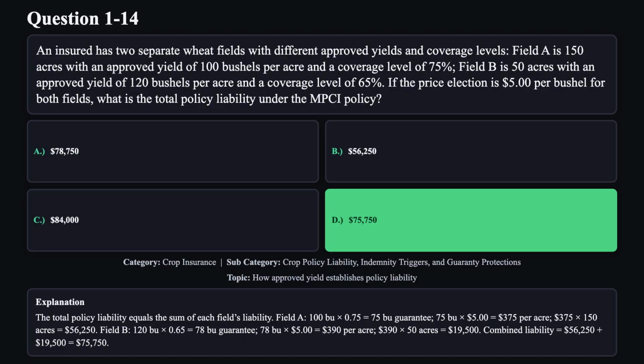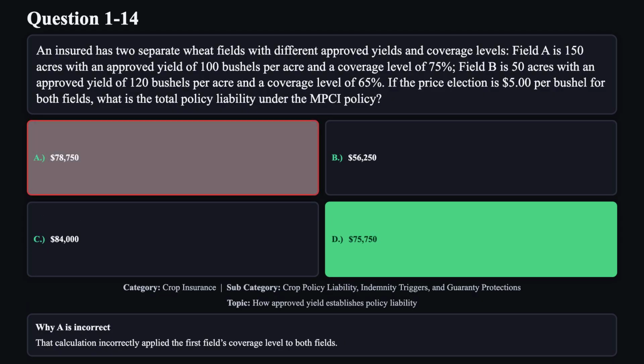Field B, 120 bushels multiplied by 0.65 equals 78 bushels guarantee. 78 bushels multiplied by $5 equals $390 per acre. $390 multiplied by 50 acres equals $19,500. Combined liability equals $56,250 plus $19,500 equals $75,750.